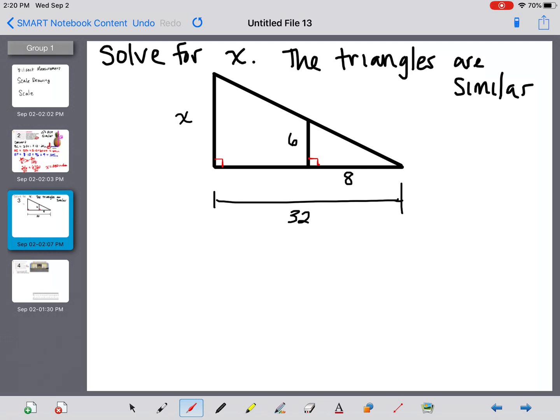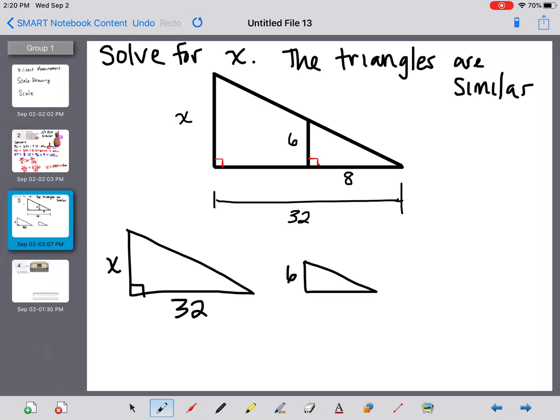Okay, let's say we're given this example where we're supposed to solve for x. We know that the triangles are similar. Sometimes this diagram can look confusing, but if you draw it as two separate triangles, it might make it look a lot simpler. So these are the two triangles that we have.